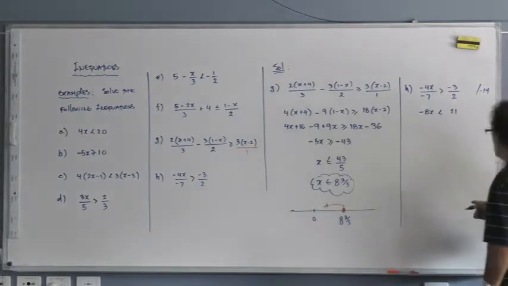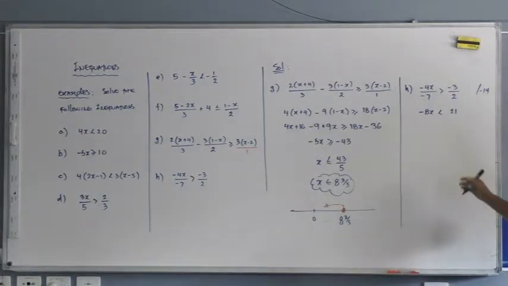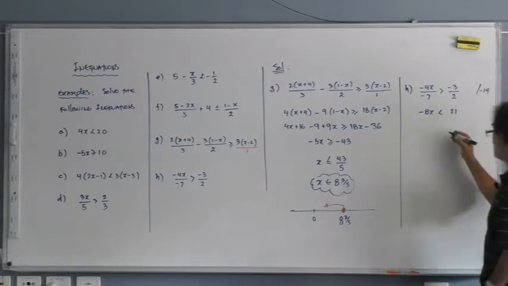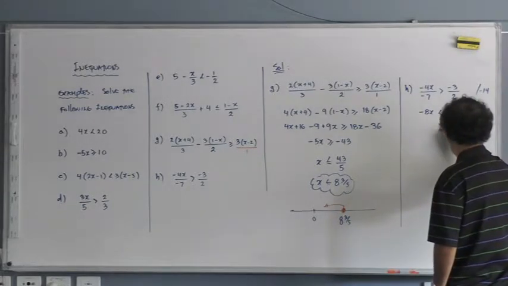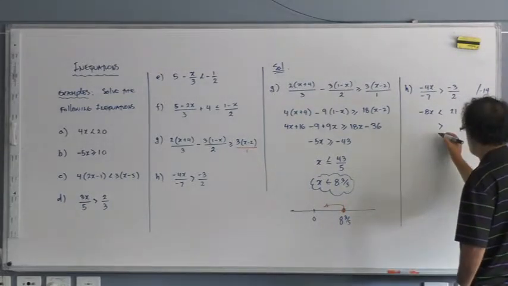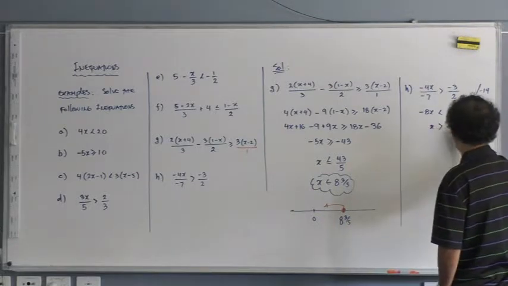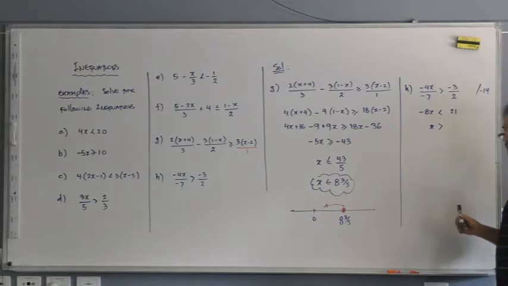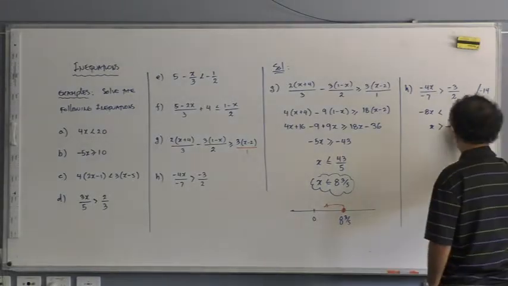Yes. Okay, and then we are going to divide by, yeah, we're going to have to switch it again. Okay, so we're going to have to switch that again. And that will give you x is greater than 21 divided by negative 8. What's the answer for 21 divided by negative 8? Just that. Just that, all right.